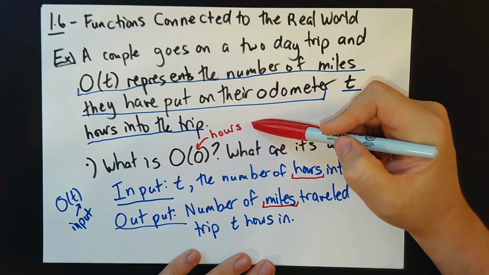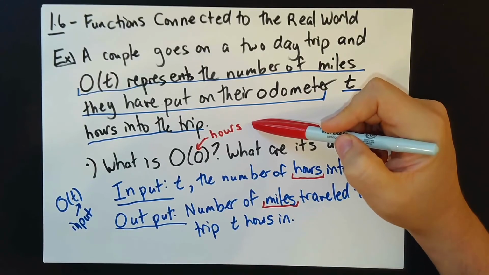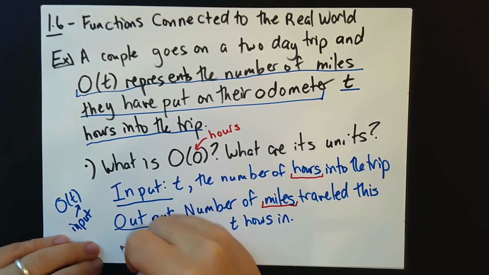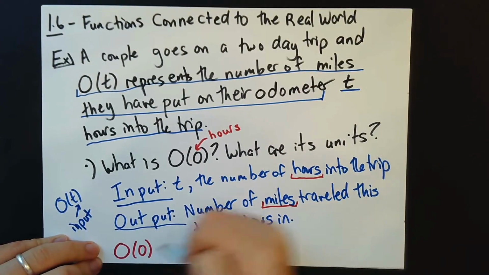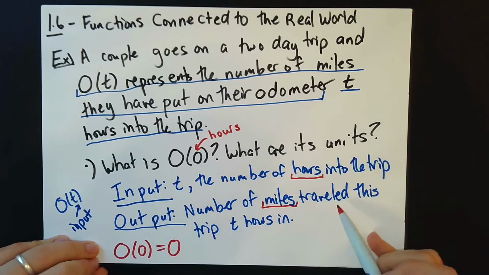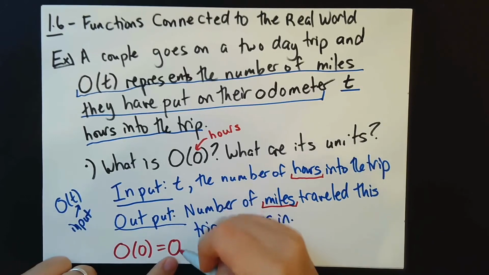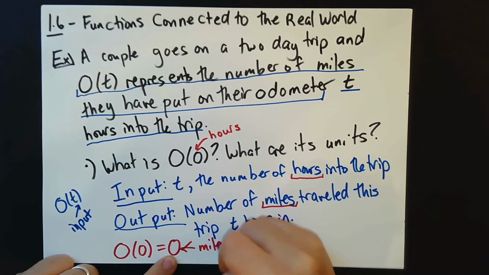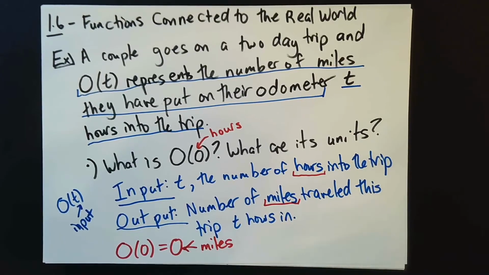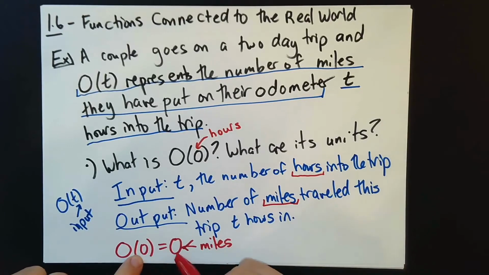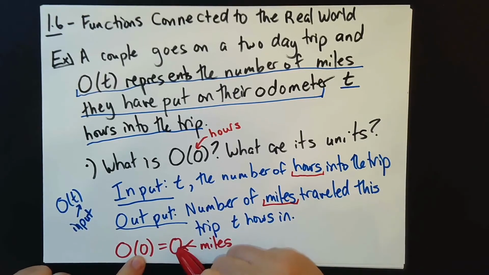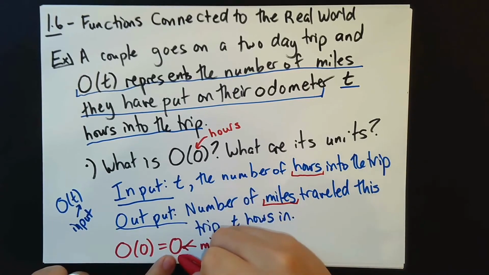Well, how many miles have they traveled 0 hours into the trip? Well, in 0 time, they can have traveled a total of 0. And so O of 0 is 0. That's the total number of miles they've traveled. But notice this 0, the output 0, is in miles. So although that's a 0 that's an input and that's a 0 that's an output, these two zeros are very different. This is a 0 number of hours, and this is a 0 number of miles.